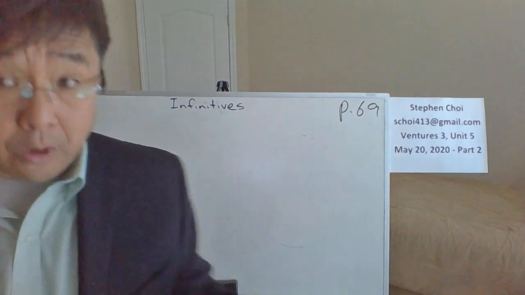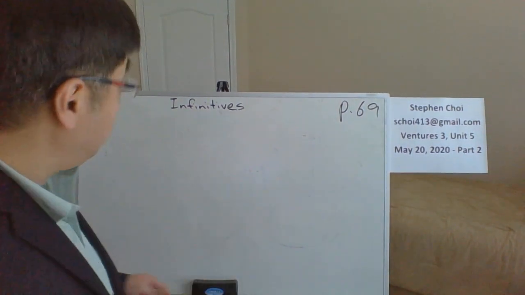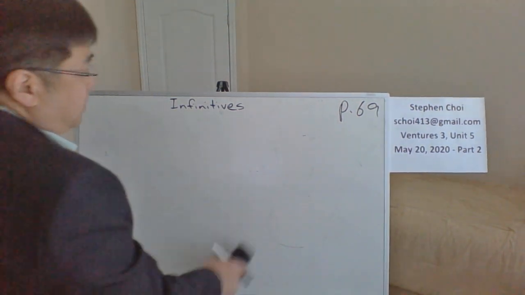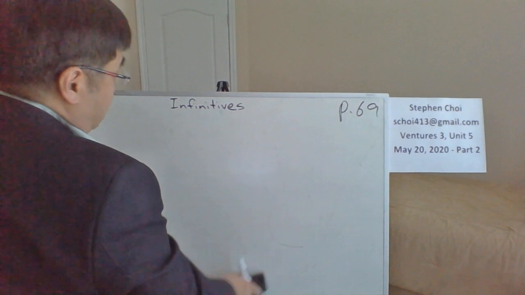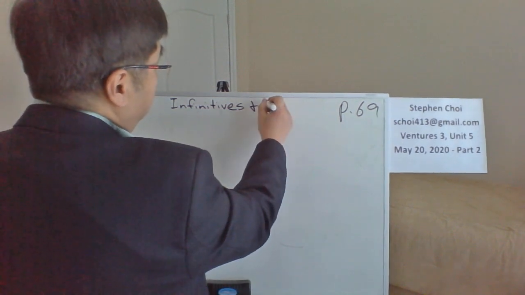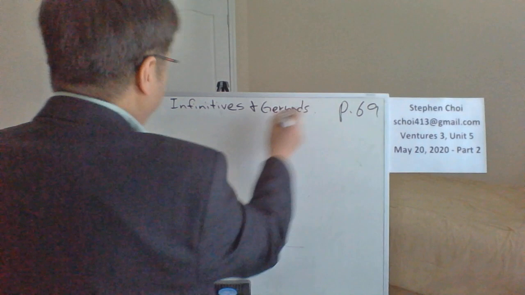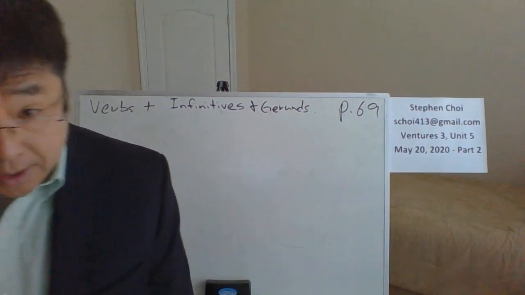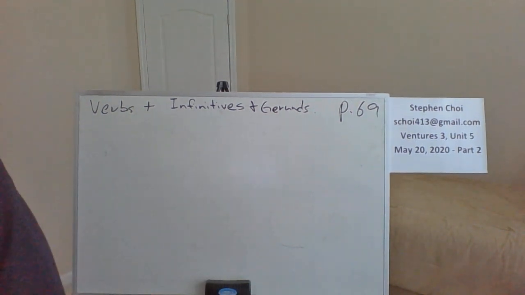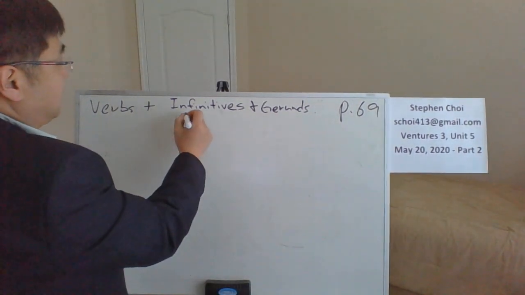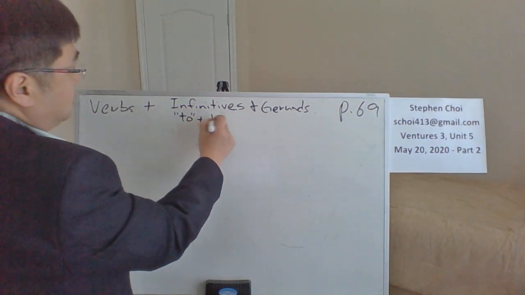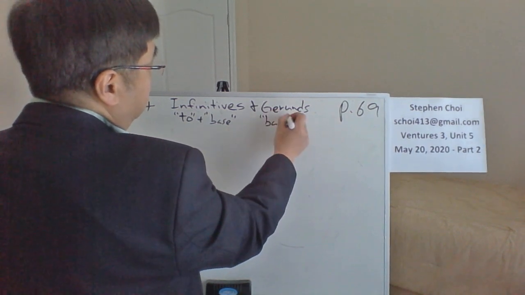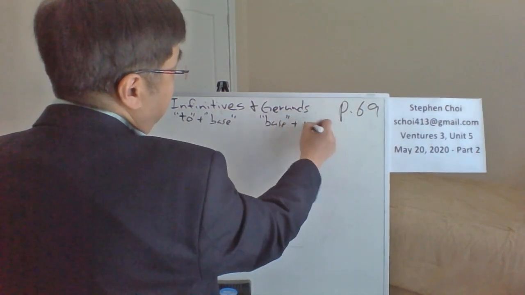We're not going to do a whole lot in unit 5, because I already covered that in the previous videos about already and yet. So we're just going to talk about verbs plus infinitives and gerunds. Let's do a little review. An infinitive is to plus base, right? And a gerund is base plus ing, right?